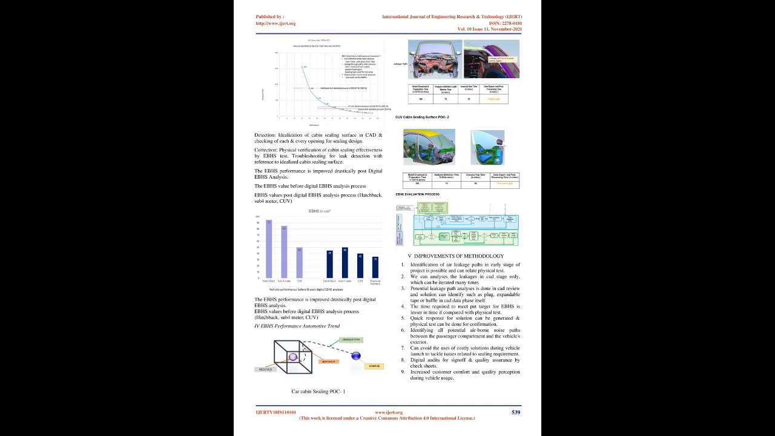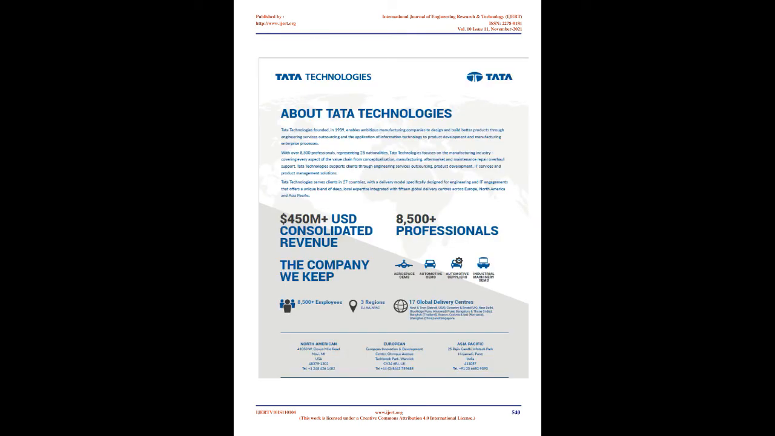Correction, physical verification of cabin sealing effectiveness by EBHS test. Troubleshooting for leak detection with reference to idealized cabin sealing surface. The EBHS performance is improved drastically post digital EBHS analysis. The EBHS value before digital EBHS analysis process. EBHS values post digital EBHS analysis process, hatchback, sub 4 meter, CUV.